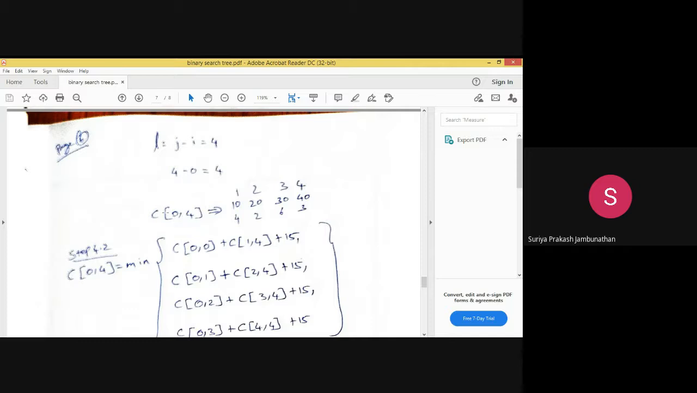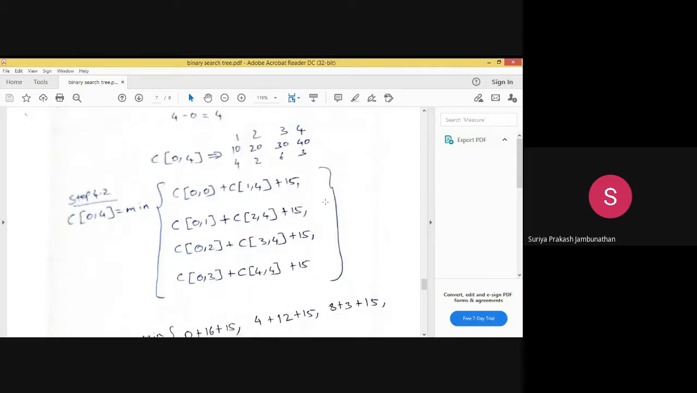So we can put C of i, j, that is 0, 4, and all the 4 values we can substitute. So 10, 20, 30, 40, the entire problem we can take because the size is 4. So when you are taking the entire problem, we are substituting in the formula. So the formula will have 4 different answers. So 4 different answers we will get.